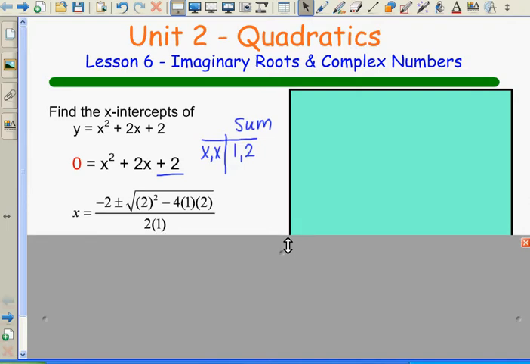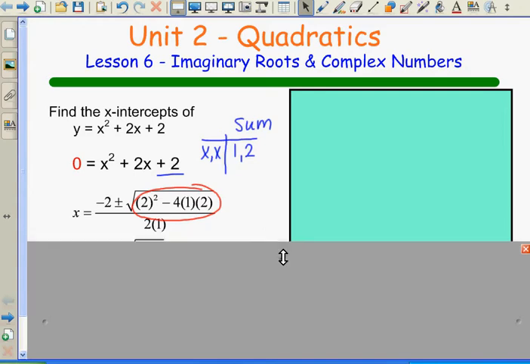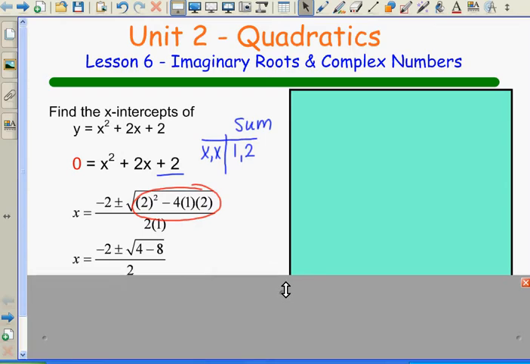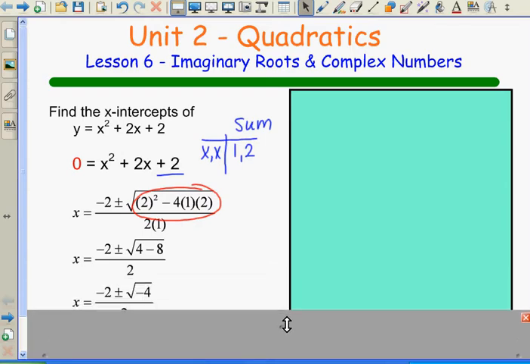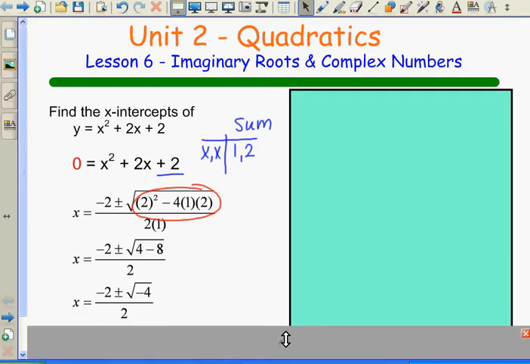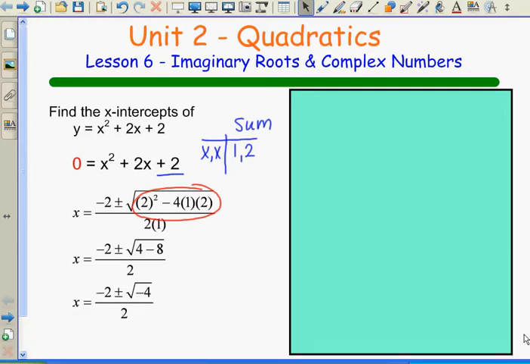With this one, if we focus right here on the inside, our 2 squared is going to be 4. And then 4 times 1 times 2 will be 8. So we've got 4 minus 8 inside of there, right? And 4 minus 8 would be a negative 4. If you remember back from Algebra 1, at that point we would have said this type of equation has no solution because you can't square root a negative number. Your calculator will tell you error. You won't be able to do it.